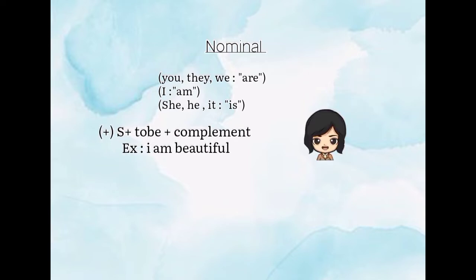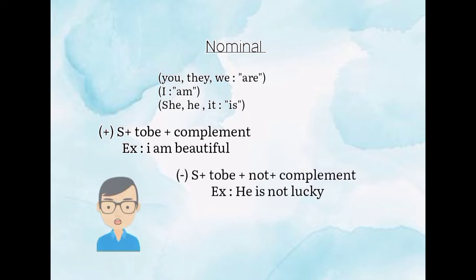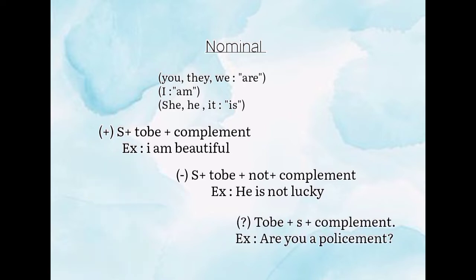Example, I am beautiful in the positive sentence. I is the subject, am is to be, and beautiful is the complement. In the negative sentence, he is not lucky. In the interrogative sentence, are you a policeman?